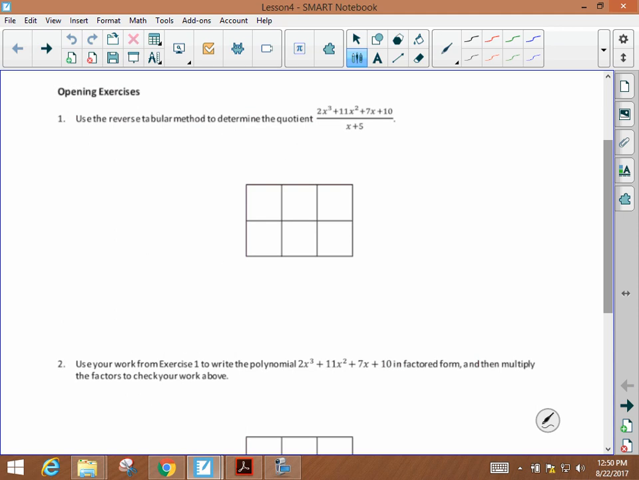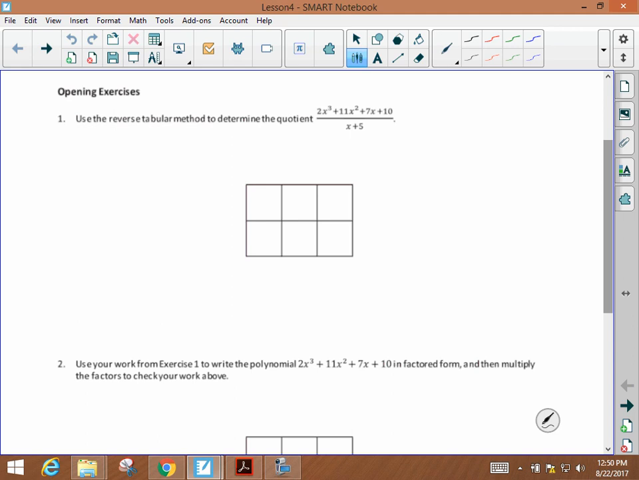It's asking us to use the reverse tabular method to determine the quotient. Of course, we already know how many rows and columns this would be, but it's determined by, remember, the degree of our denominator, which is 1. So the number of rows that we're going to have is 1 plus 1. So you see that there are 2 rows there.